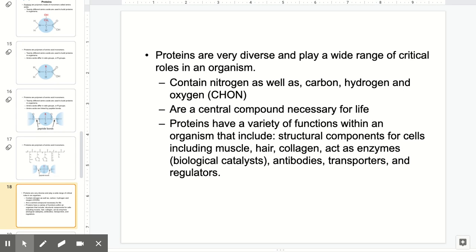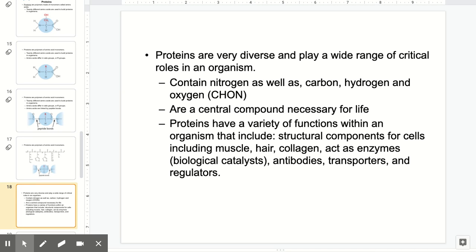And in actuality, proteins are extremely diverse, but they are absolutely necessary for all living things. They're structural supports and pieces in cells, specifically muscle cells, hair cells. We talked about collagen. They act as biological catalysts in terms of enzymes, antibodies. They serve as transport molecules. They serve very, very important roles regulating biological systems and feedback loops.